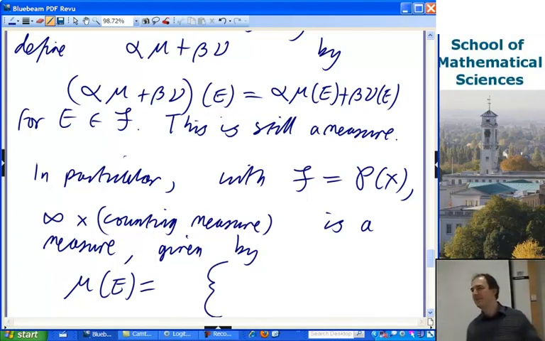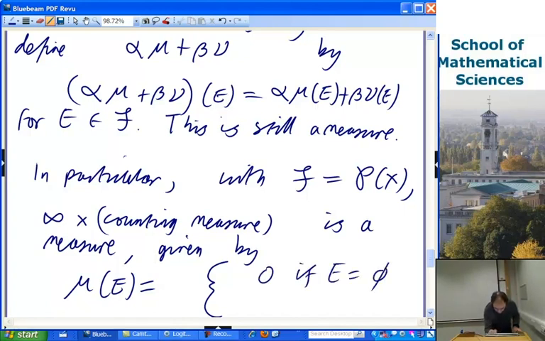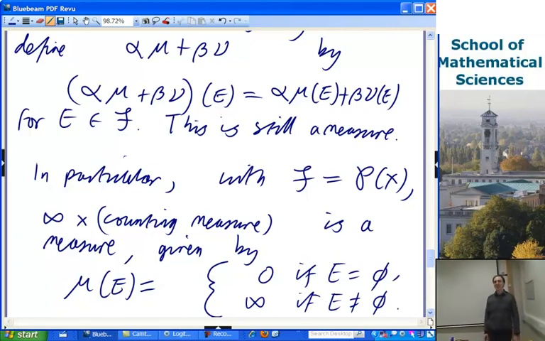What do you get as your measure, infinity times counting measure? 0 if E is empty and then infinity otherwise. That's right. And this is the biggest possible measure you can have. It has to be 0 at the empty set, otherwise, obviously, infinity is the biggest it can be. This is the biggest possible measure on any sigma field, in particular on the power set as well.